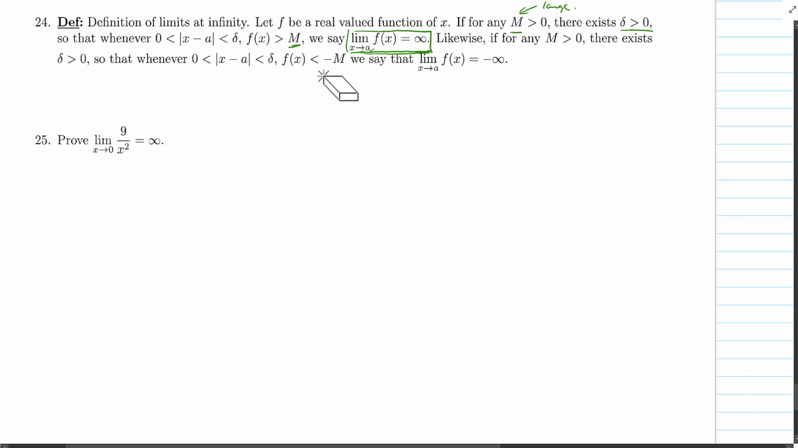And if that's the case, then we're going to say that the limit is equal to infinity. So let's go ahead and take a look at using this, and we're going to do it with this proof right here. We're going to prove that the limit as x approaches 0 of 9 over x squared is infinity. That means the closer x gets to 0, the larger y becomes. So let's just say that. The closer x gets to 0, the larger y becomes.